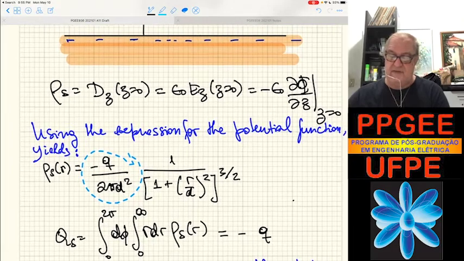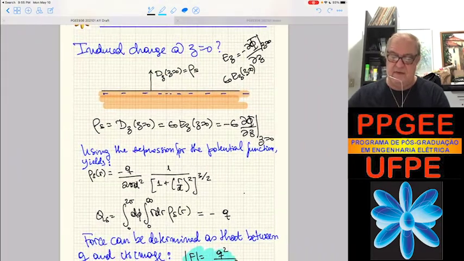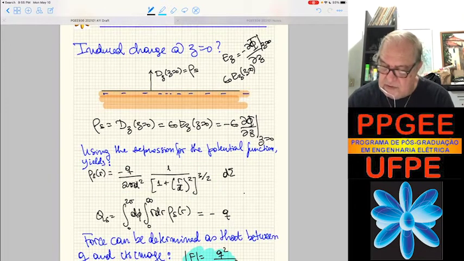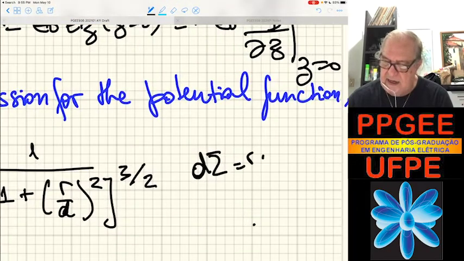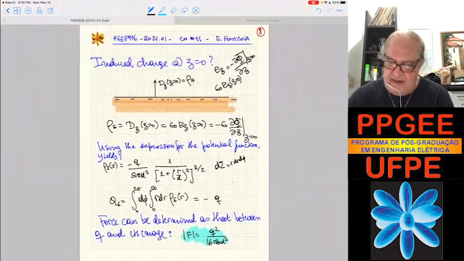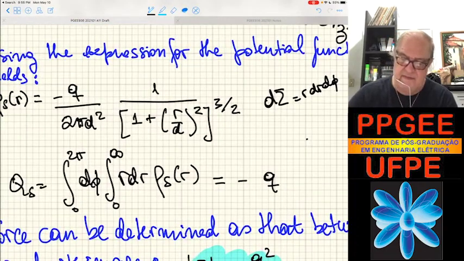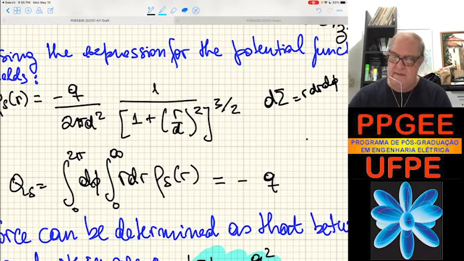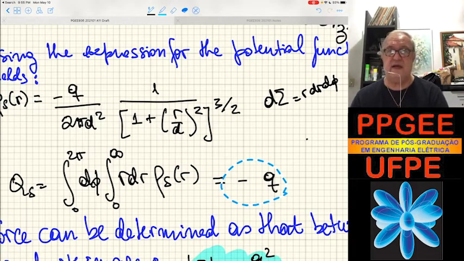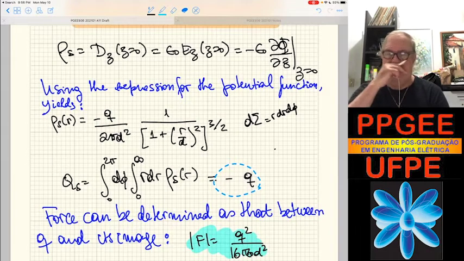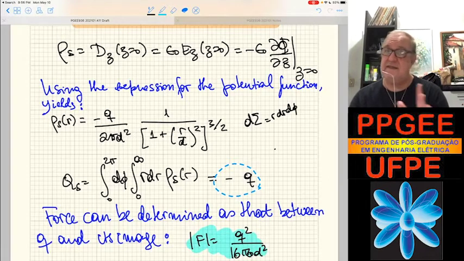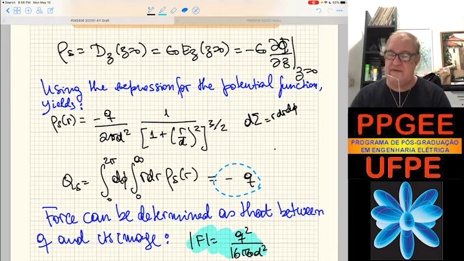If you calculate the integral of this function, you're going to have, on the surface, the surface element equal to r dr d phi. So it's just a matter of integrating on r from 0 to infinity and on phi from 0 to 2 pi. So you get a total induced charge of minus q. How can that be? Very nice. In some curved surfaces this is not the case, but for a planar surface, that happens.